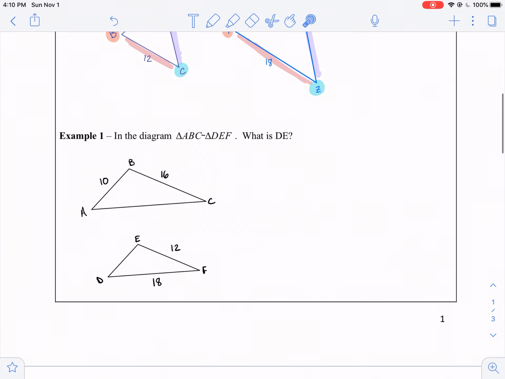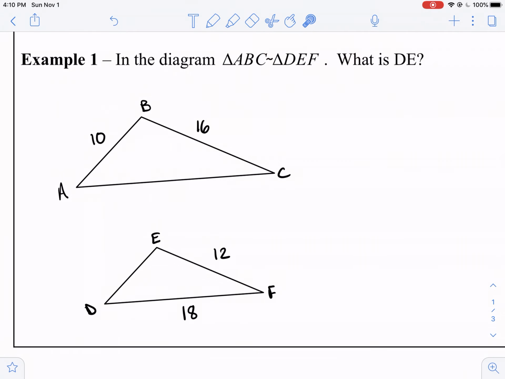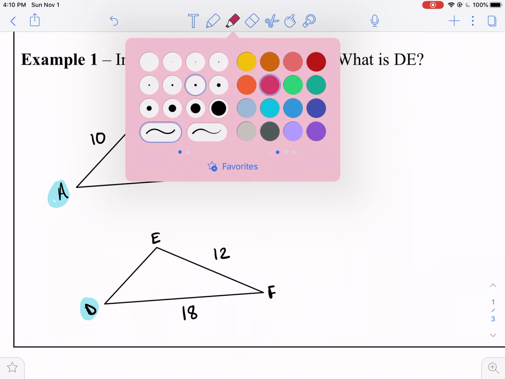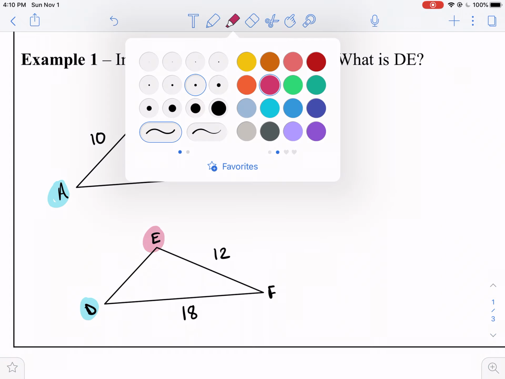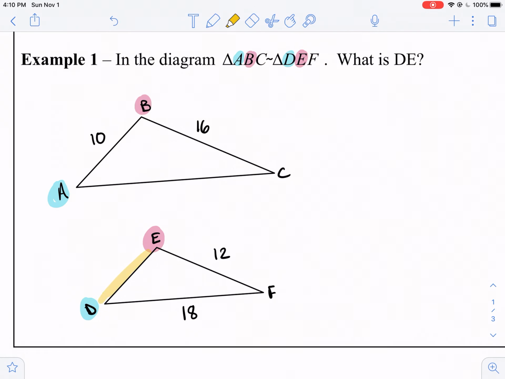So let's look at this guy right here. In this diagram, they tell us that ABC is similar to triangle DEF. So what is the length of DE? Well, when we line these up, we know that A goes with D, so I'm going to match them up, and that B goes with E, so I'm going to match them up as well. So if I want to find this length here of the segment DE, I need to match that up with segment AB. So I know that whatever AB's length is, that lines up with whatever DE's length is. Isn't that so cool?